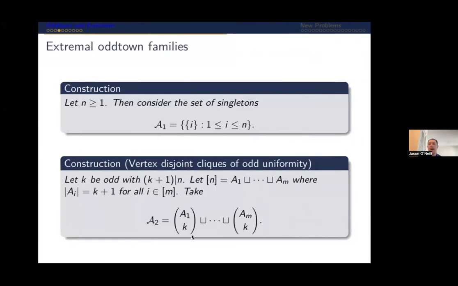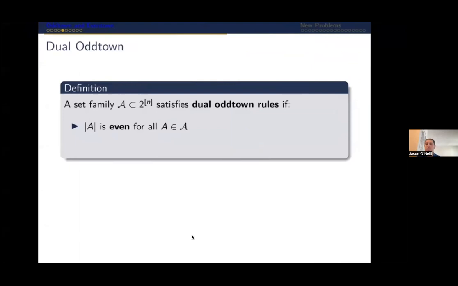Okay, so that is oddtown. And oddtown says the sets have an odd number of elements and pairwise intersections have an even number of elements. So there's also the problem where you reverse those conditions. This is sometimes called dual oddtown. So in dual oddtown, the sets have an even number of elements, and the pairwise intersections have an odd number of elements. This is sometimes called reverse oddtown, but I like dual oddtown because it's very closely related to the oddtown we just talked about.